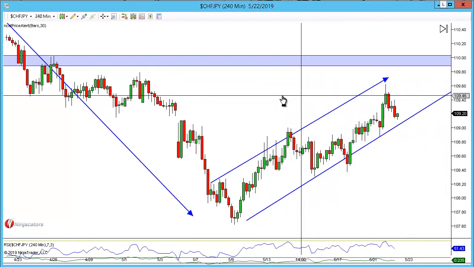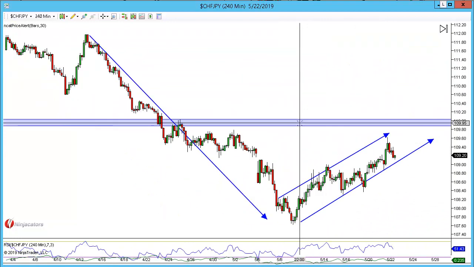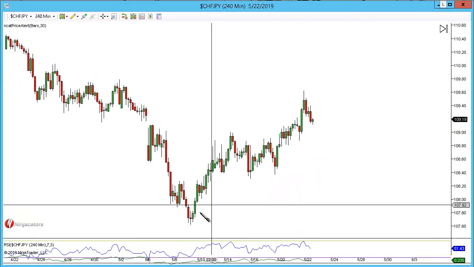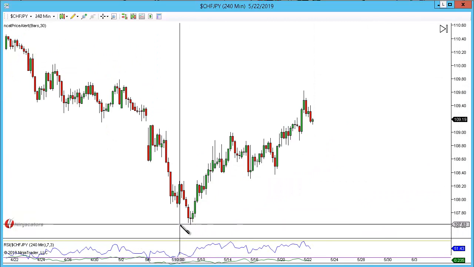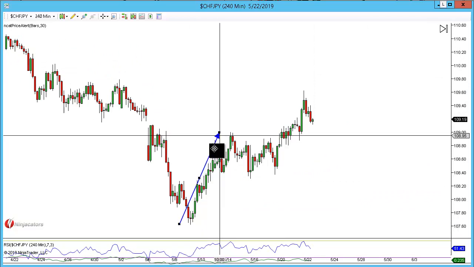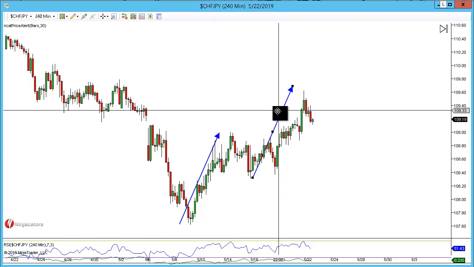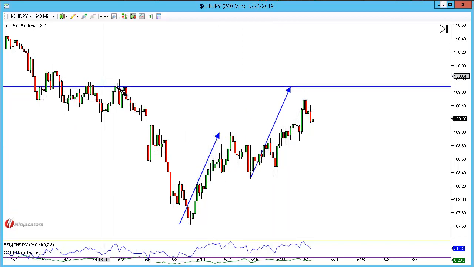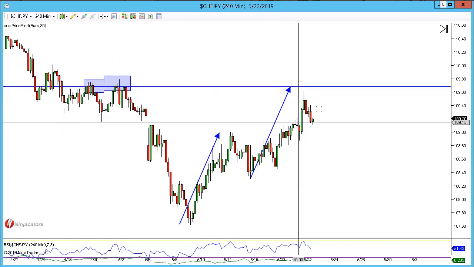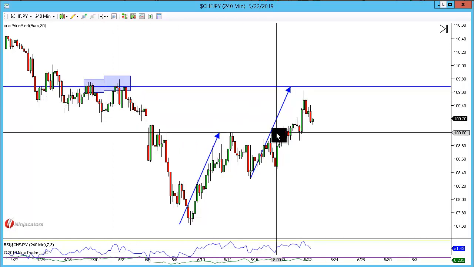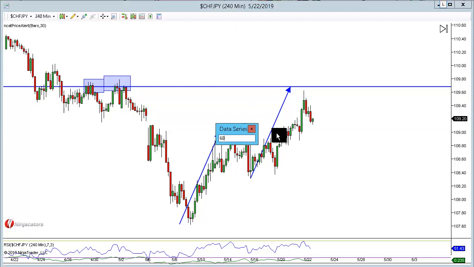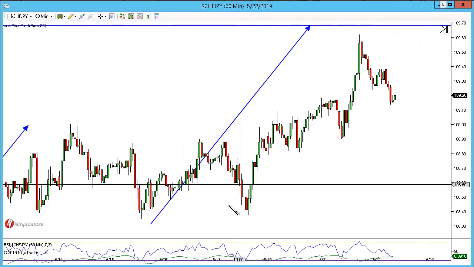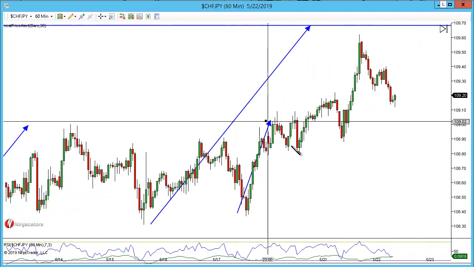On the 240, simply that we are moving higher. We do have an AB equals CD pattern, which has not yet completed up here, coming into this key level of structure. So for me, just looking at this, we are getting close to the AB equals CD pattern, but not yet completed.